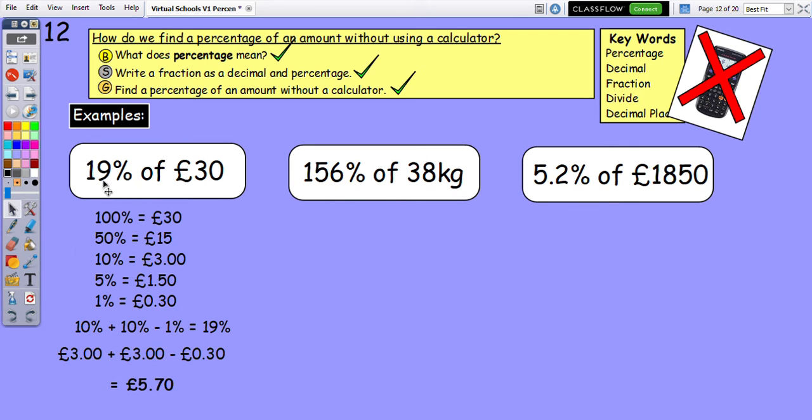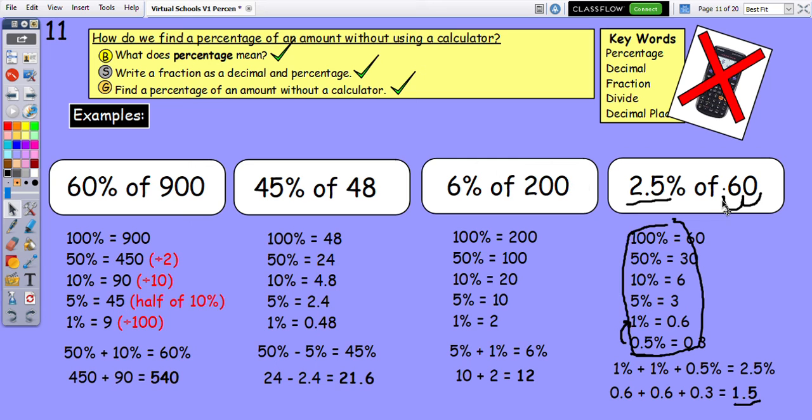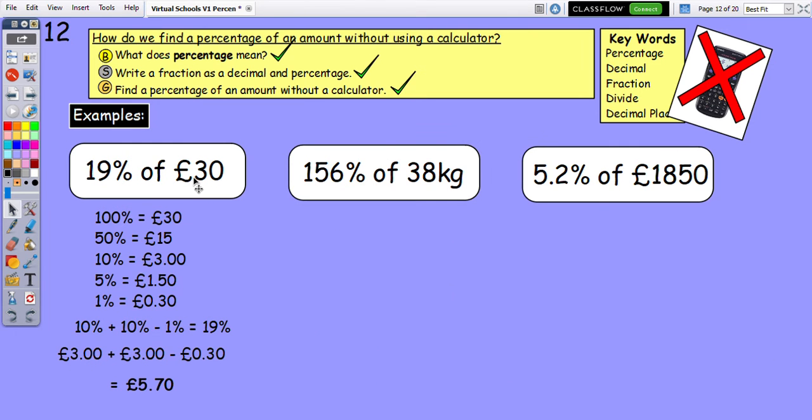We're going to find 19% of 30. So again, I've found all the percentages. Now, the thing that's different is that I've got a quantity. If I look back here, they're just numbers. Now I have a quantity, so I have to be careful how I find the answer to the percentage problem. I've got to write everything as money in this case.